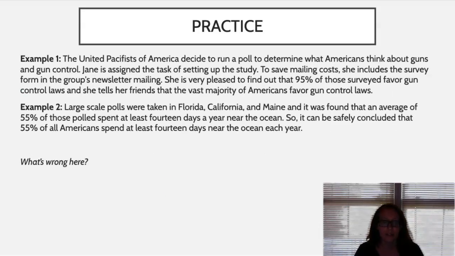I'm going to read two examples here, and hopefully you'll be able to catch what's missing. The United Pacifists of America decided to run a poll to determine what Americans think about guns and gun control. Jane is assigned the task of setting up the study. To save mailing costs, she includes the survey form in the group's newsletter mailing. She is very pleased to find out that 95% of those surveyed favor gun control laws, and she tells her friends that the vast majority of Americans favor gun control laws. One thing to pay attention to here is that a pacifist is someone who doesn't approve of violence. That can maybe give you a hint.